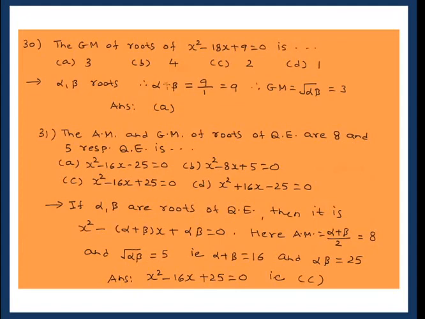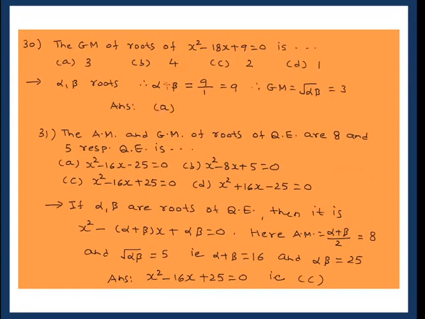Sum number 30. The geometric mean of roots of x square minus 18x plus 9 equal to 0 is... If alpha, beta are the roots, then what is alpha into beta? The product of roots is the constant term in the equation, 9, upon the coefficient of x square. Don't say x square doesn't have a coefficient. It has. It is 1. So 9 upon 1, that is 9. So what is the geometric mean? Root alpha beta, root 9, that is 3. So the correct option is A.